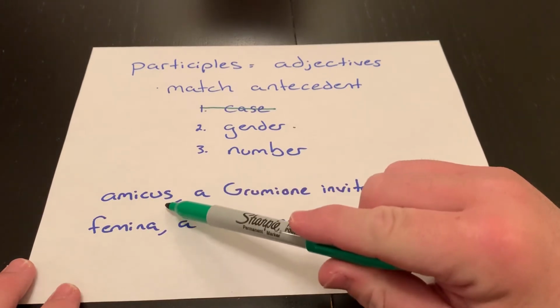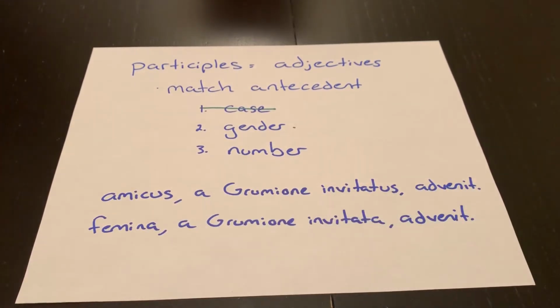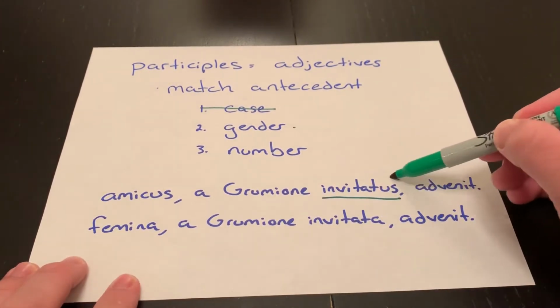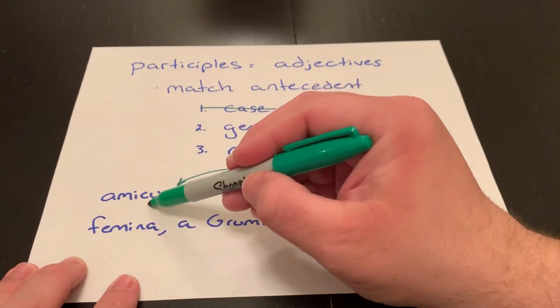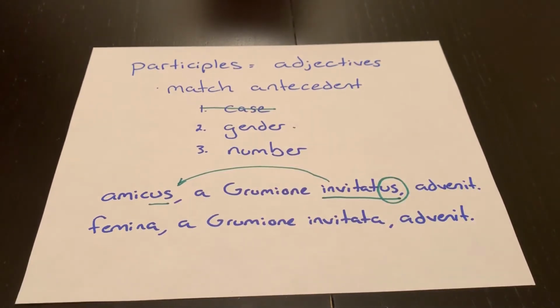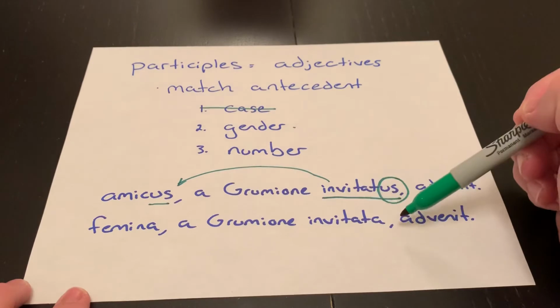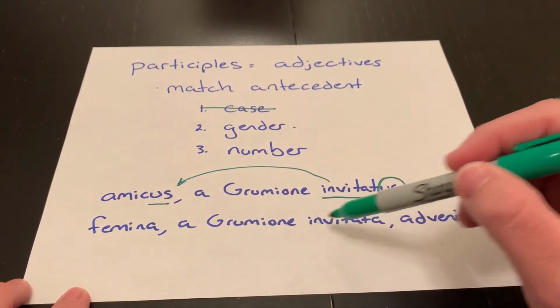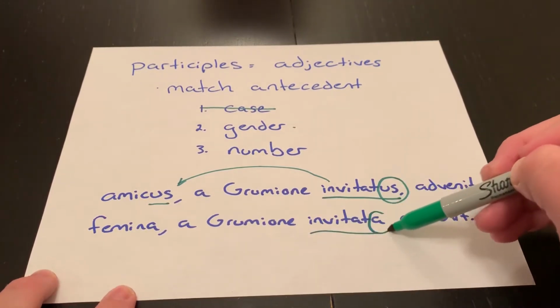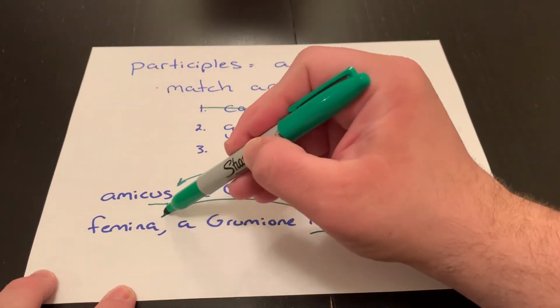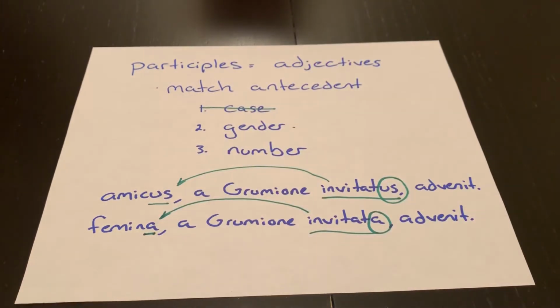How if you have a sentence like this, amicus agrumione invitatus advenit, the participle ends in us because its antecedent, the word it's describing, is masculine. Thus we have the masculine form of the participle. And down here, similarly, femina agrumione invitata advenit. Our participle invitata is the feminine form because the antecedent, the thing that it's describing, is feminine. So just like adjectives, participles match the antecedent in gender.